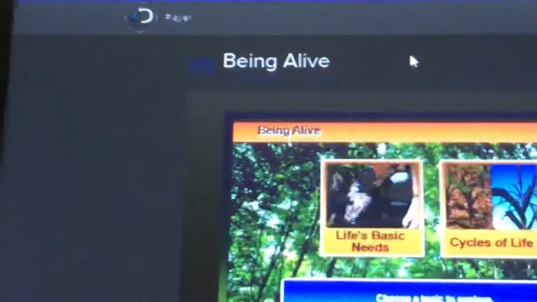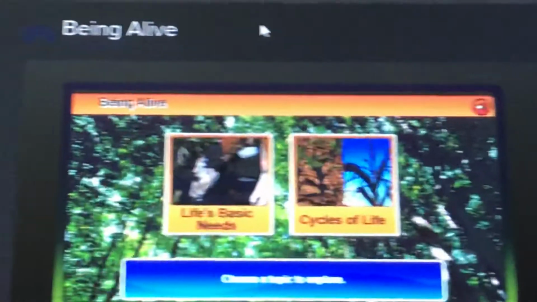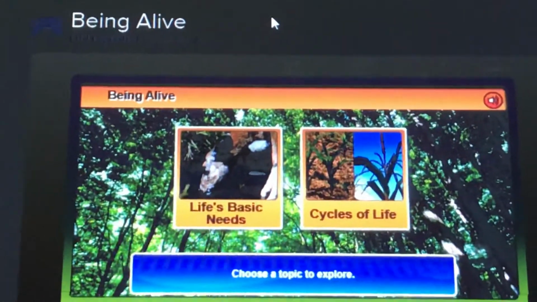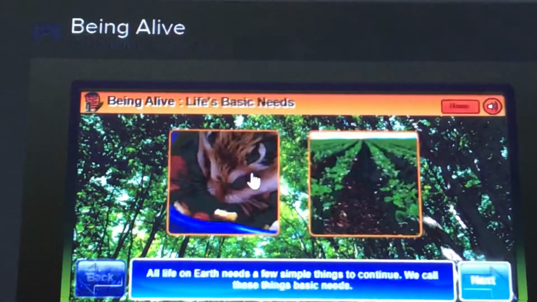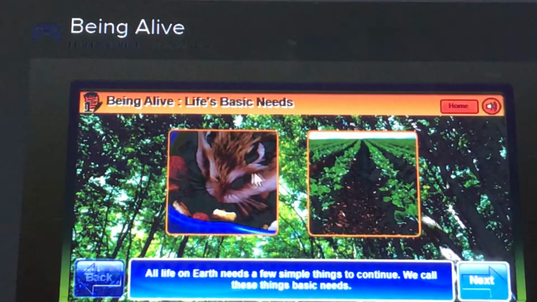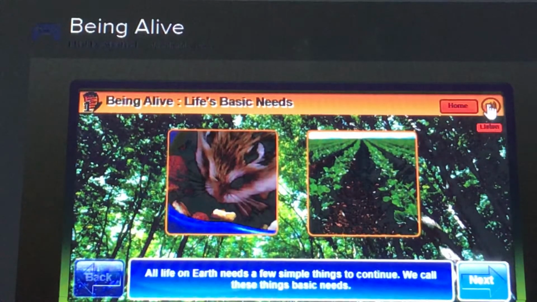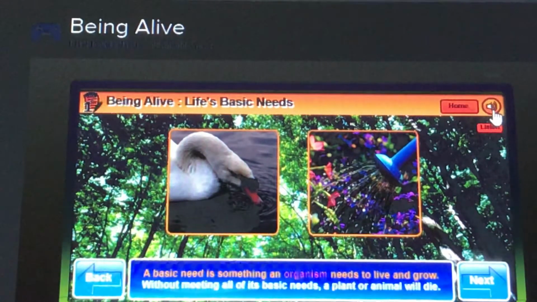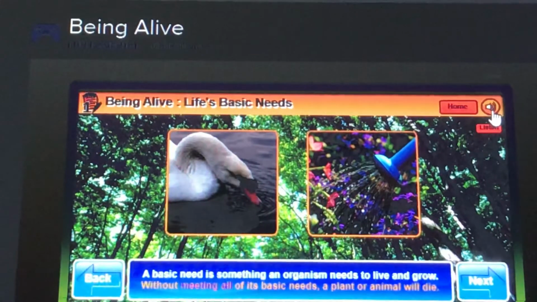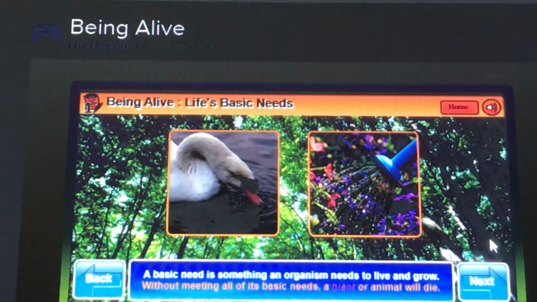Alright, so now we're going to do another fundamental. This one is called Being Alive. And we're going to click on Life's Basic Needs over here, and this one, well, let it read it for you. All life on Earth needs a few simple things to continue. We call these things basic needs. A basic need is something an organism needs to live and grow. Without meeting all of its basic needs, a plant or animal will die.